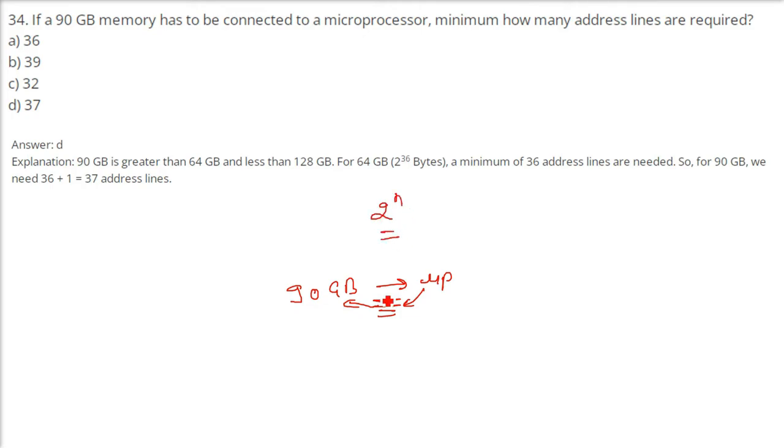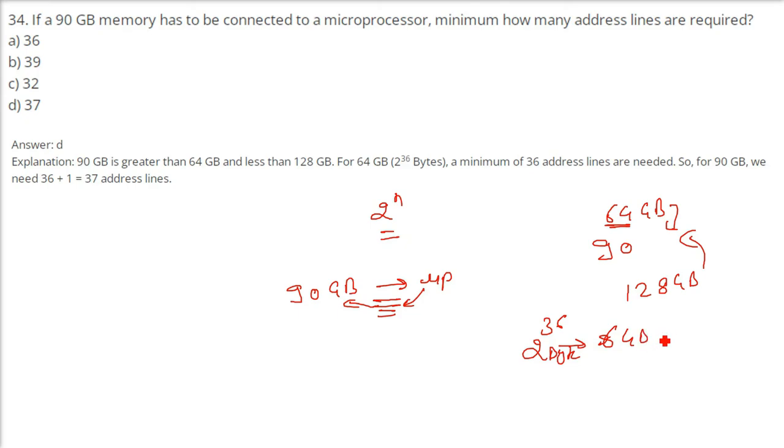Now see, 90 GB comes between 64 GB and 128 GB. This is all 2 to the power. 90 GB is coming in between. Now, 64 GB is nothing but 2 to the power 36 bytes. If you compute it, it will be 2 to the power 36. This is your 64 GB.